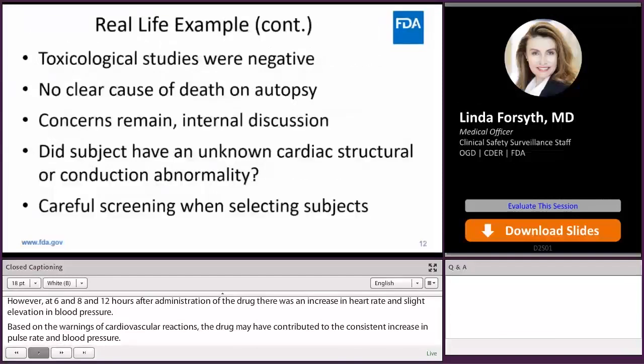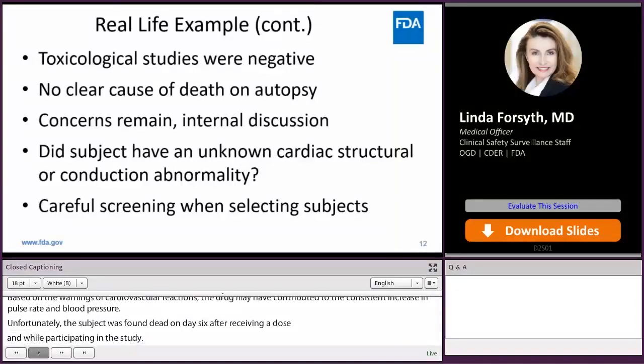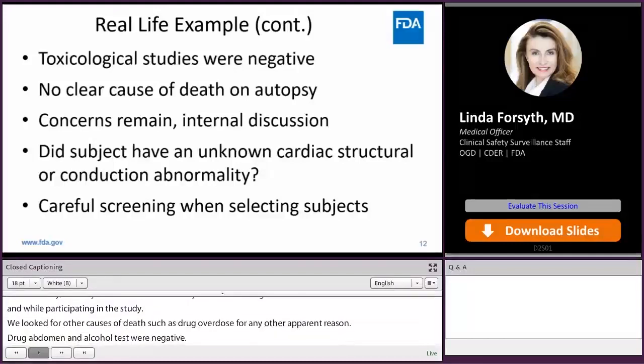We looked for other causes of death, such as drug overdose or any other apparent reason. Drug and alcohol tests were negative. Nothing was found on the toxicological studies, and there was no clear cause of death listed on the autopsy report. Concerns remain, and we had many internal discussions.